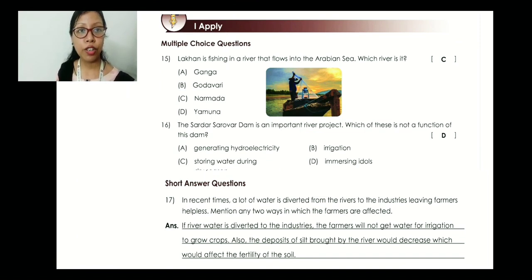Then we have the short answer questions. Question number 15. In recent times, a lot of water is diverted from the rivers to the industries, leaving farmers helpless. Mention any two ways in which the farmers are affected. Now, if river water is diverted to the industries, what will happen? The farmers will not get water for irrigation to grow crops, right? Also, the deposits of silt brought by the river would decrease, which would affect the fertility of the soil. So this is how it affects it. This question we will be doing in my next class, because it comes under the uses of the rivers. So I will be discussing this one in detail in my next class.